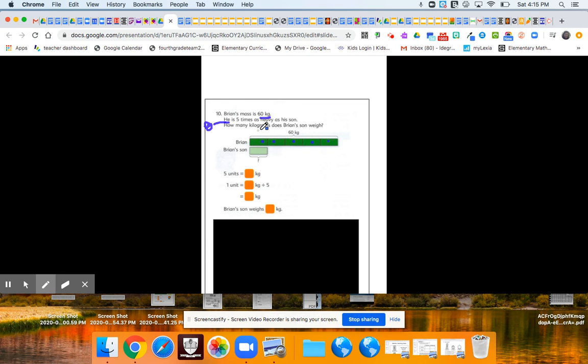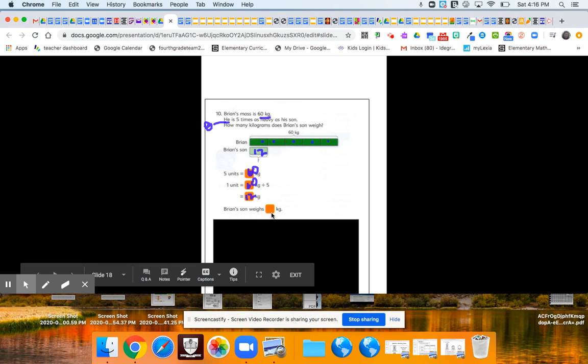So next, how many kilograms does Brian's son weigh? Well, first we need to analyze the 5 units. So we know the 5 units is 60 kilograms. So in order to find 1 unit, we need to divide the 60 kilograms, the whole, divided by the 5 units to get 12 kilograms. So we just found out 1 unit is 12 kilograms. So looking back at my model, it is making sense now that Brian's son weighs 12 kilograms.